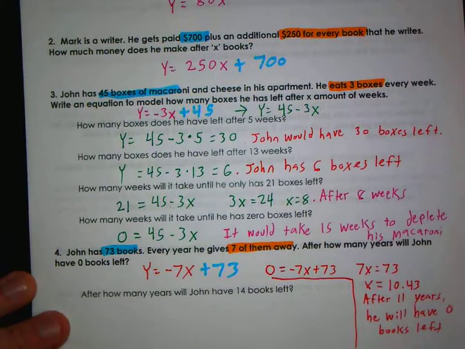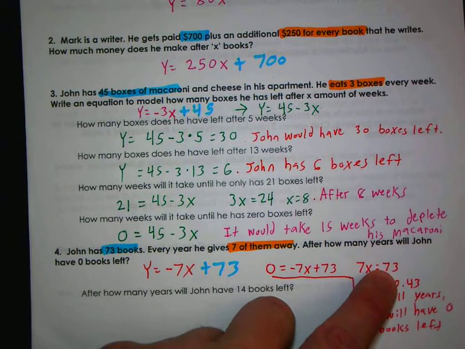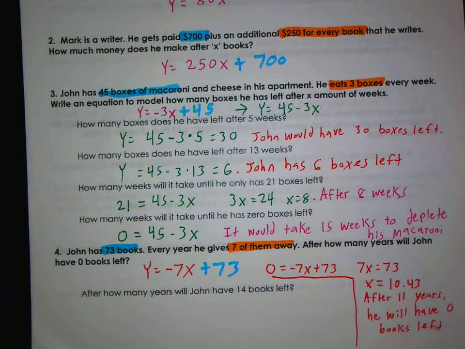And the reason why I didn't say 10 is because 7 times 10 is 70, and he had 73, so he would still have 3 books left. So he'd have to wait a year before he gave away 7. He wouldn't have 7 to give, he'd only have 3 to give, and then he would be at 0.